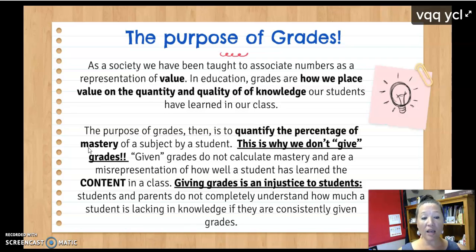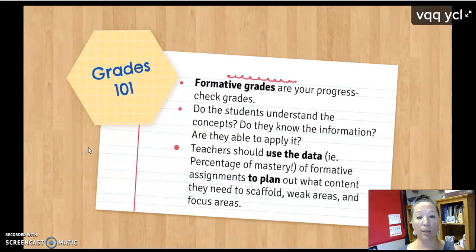Given grades do not calculate mastery and are a misrepresentation of how well a student has learned content in a class, giving grades is an injustice to students. They shouldn't be just made up. They shouldn't be completely subjective or opinion-based. They really need to be focused on the mastery of the content, their knowledge. What do they know and how are they able to demonstrate it?